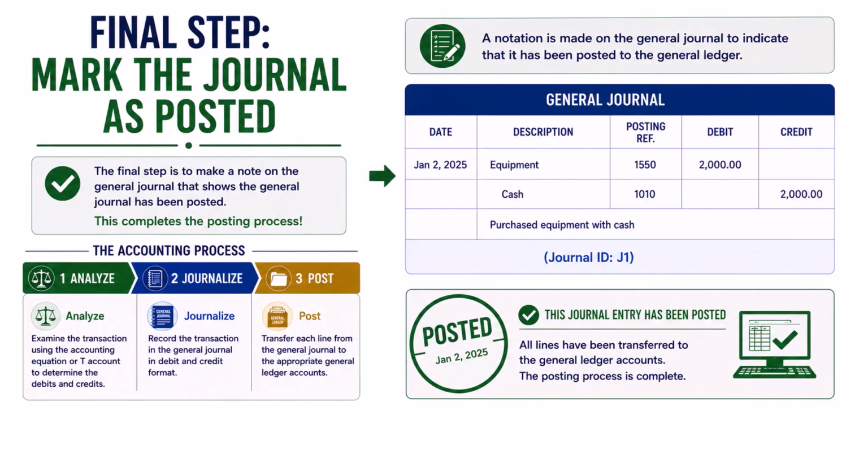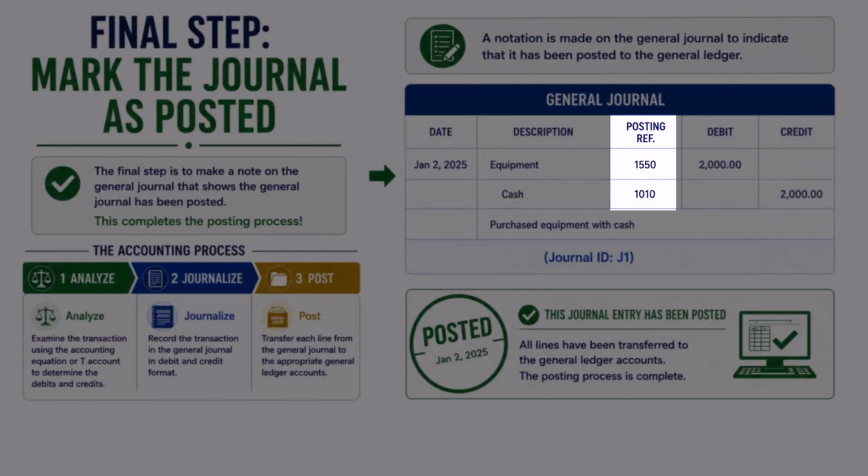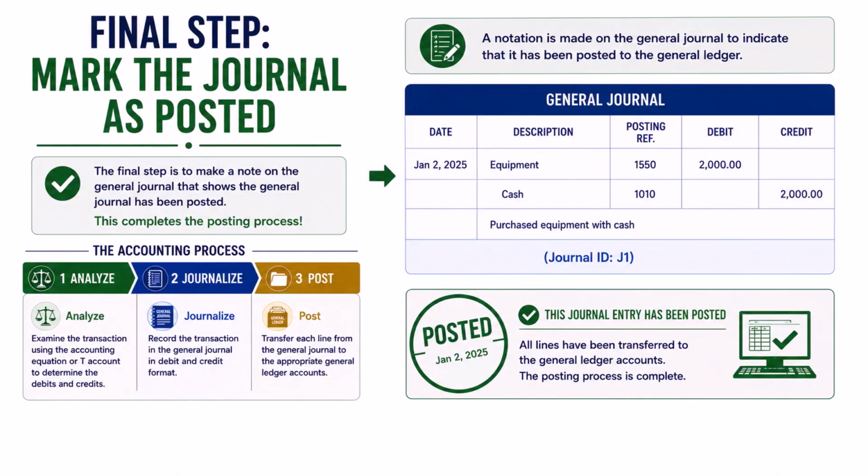The final step is to return to the general journal and indicate that the entry has been posted. This notation tells future accountants that all of the lines from the general journal entry have been already transferred to the general ledger. This completes the posting process. And in modern accounting systems, this happens automatically behind the scenes. What you're learning here is the manual process so that you understand what the accounting software is actually doing for you.